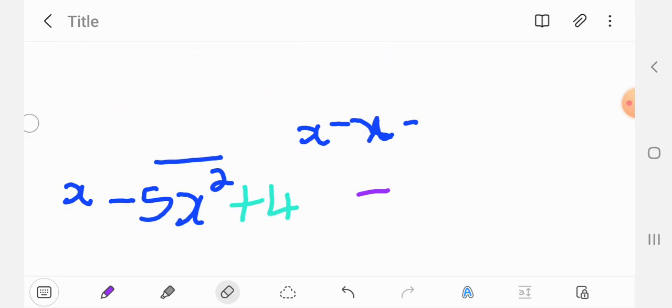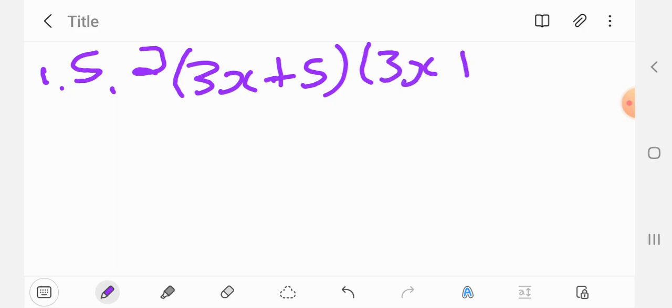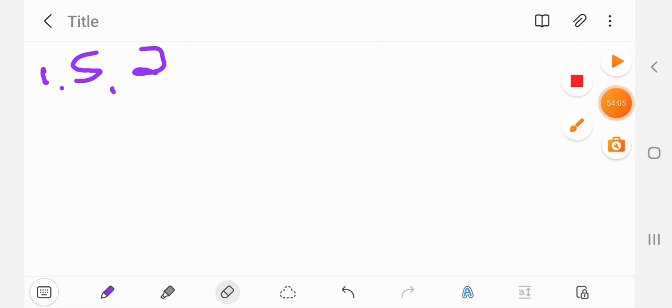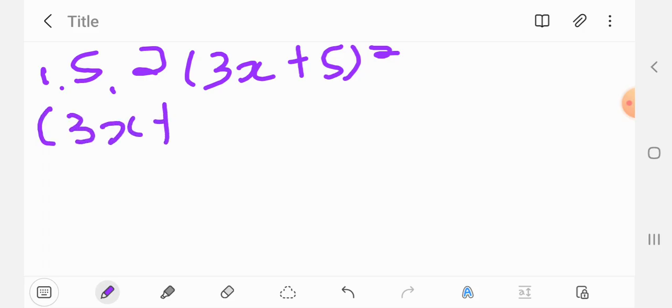Now let's do another one. Let's do 1.5.2. So we have (3x + 5) squared. What we are doing is called the distribution method. So here we have (3x + 5) squared. When you write that, you expand it. You said (3x + 5), it means (3x + 5) times (3x + 5). This is how we do it.